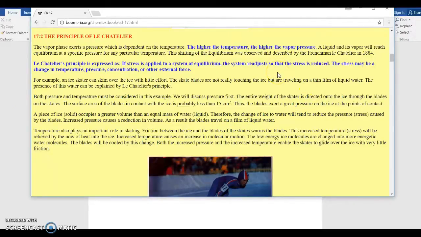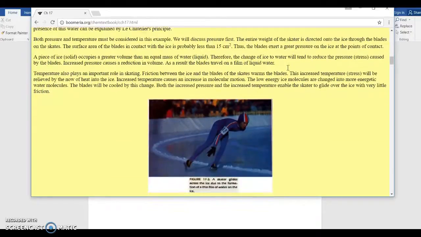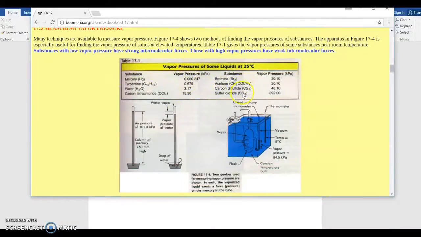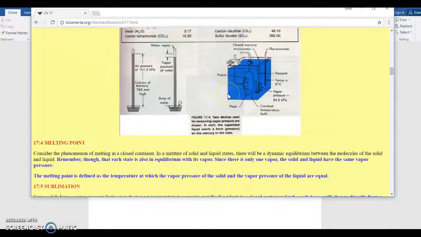So when you add something, it shifts to the right. If you take away, well, I guess it depends on which side you're looking at, and we can go over those tomorrow before the test, but know what this means. All right. Measuring vapor pressure, they talked about measuring, and here's vapor pressure.